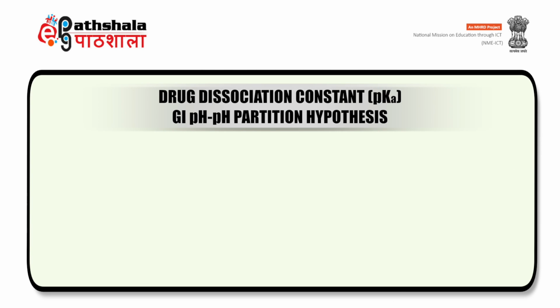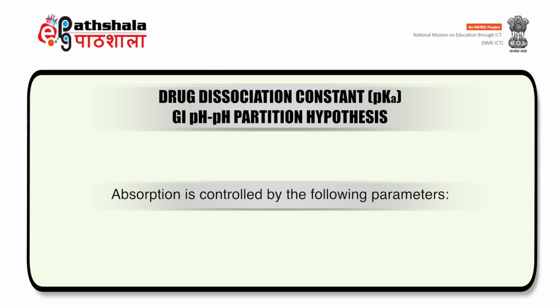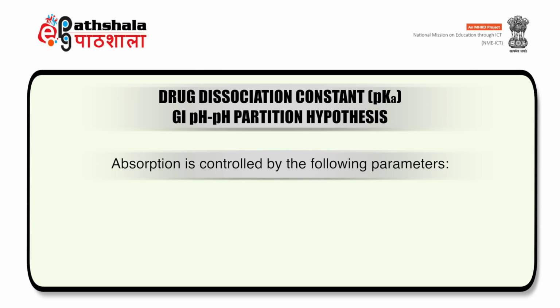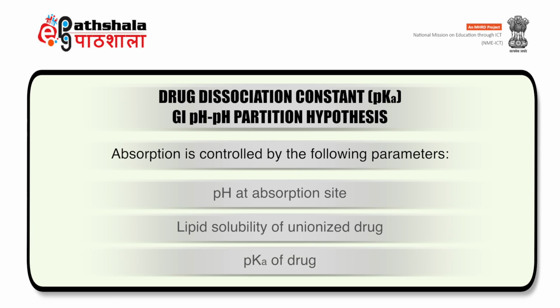Let us understand about the drug dissociation constant known as the pKa and the pH partition hypothesis. According to the pH partition theory, for drugs exhibiting molecular weight more than 100, their transport across the biomembrane is by passive diffusion. The absorption is controlled by the following parameters, which are the pH at the absorption site, the lipid solubility of the unionized drug, and the pKa of the drug. The amount of the unionized drug is a function of the drug pKa. Moreover, it is also a function of media pH.